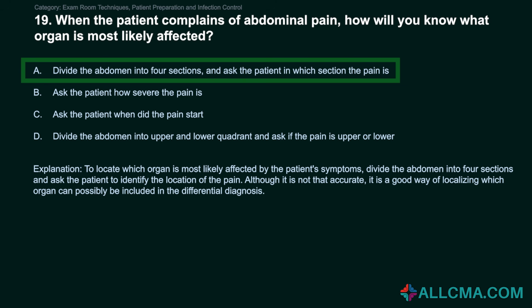To locate which organ is most likely affected by the patient's symptoms, divide the abdomen into 4 sections and ask the patient to identify the location of the pain. Although it is not that accurate, it is a good way of localizing which organ can possibly be included in the differential diagnosis.